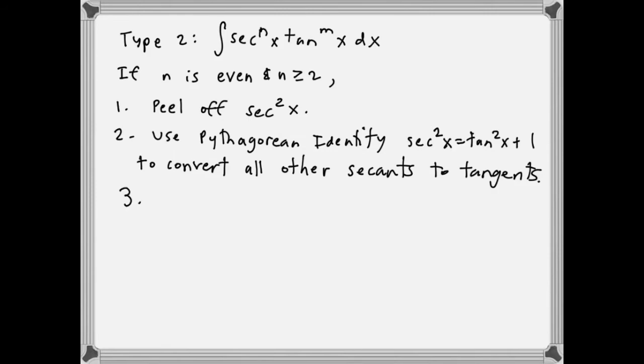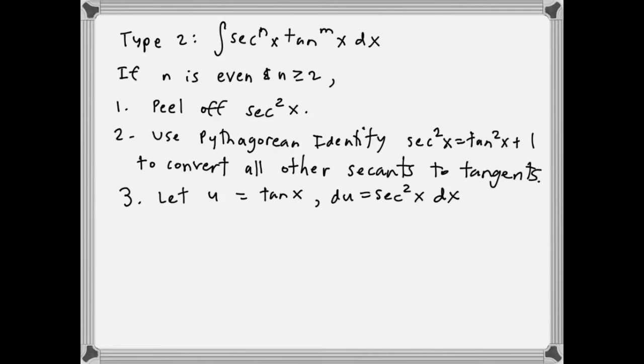And then step 3, let u equal tan x. Why does this work? Because the derivative of tan x is secant squared x, right? So that's going to allow you to get rid of that secant squared that you peeled off. You need it to be even because after you take 2 of them off, you need to still have an even number of them left so that you can convert them to the other function, to tangent. So this is the method if n is even.